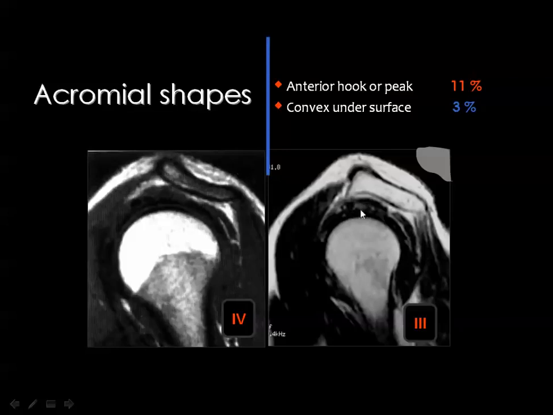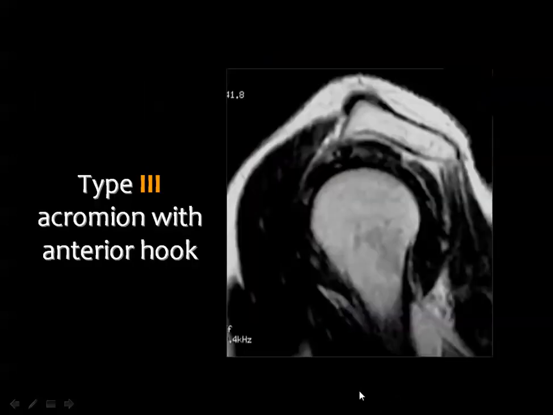considering injuries of the supraspinatus tendon, starting by degeneration, ending by tear. And the last one, which is the rarest, is the acromion with convex undersurface. These are the 4 types which are evaluated in the sagittal images.